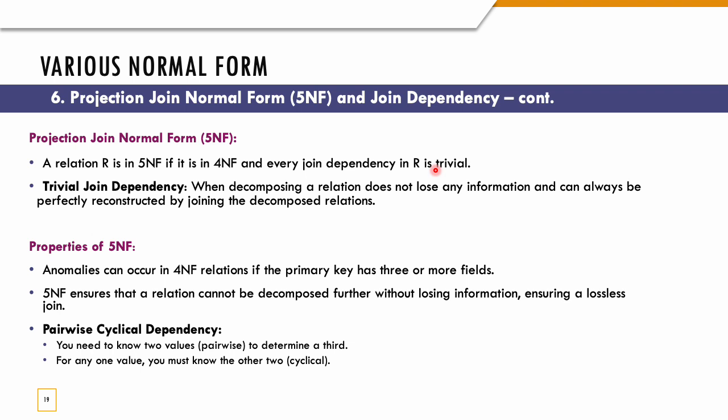So in simple terms, that means that a relation in fifth normal form can be decomposed into smaller parts without losing any information, and those parts can always be joined back together to perfectly reconstruct the original relation. This ensures that there are no hidden dependencies that could cause anomalies, even with complex multi-attribute relationships.